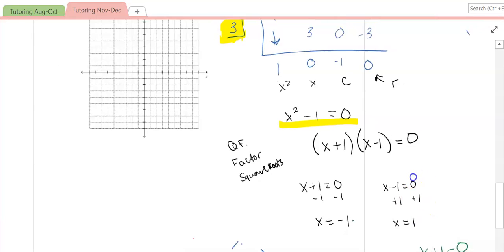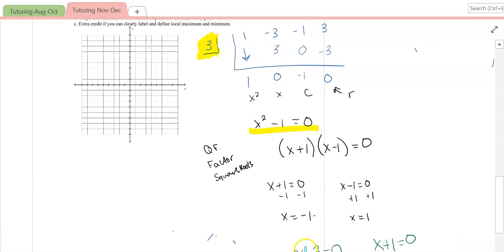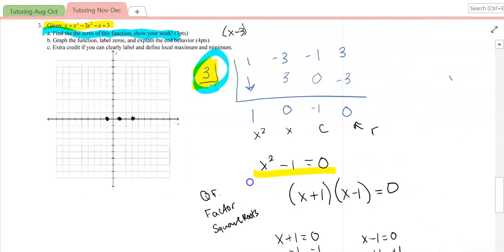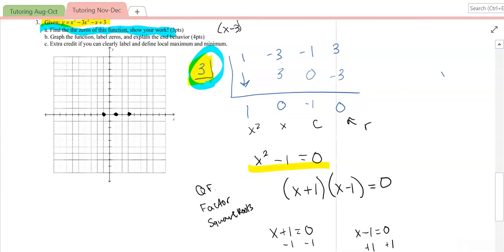So I've just now shown algebraically that the zeros of this graph occur when x is -1, when x is 1, and when x is 3. And even if you decided to do synthetic division with a different number, you would still get these 3 as answers. So we've found the zeros of the function and we've shown our work. So we've done part A.